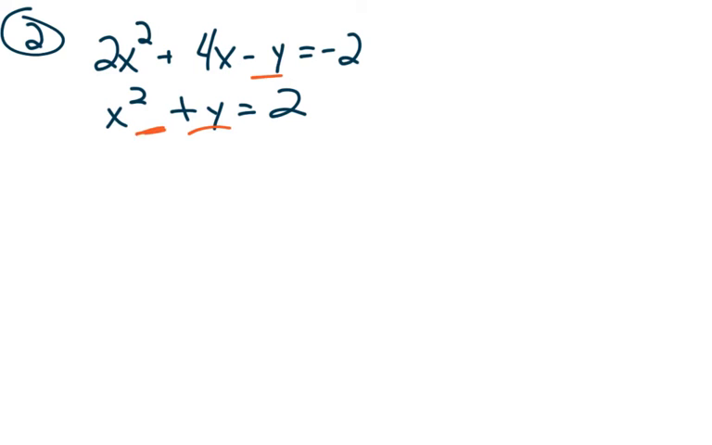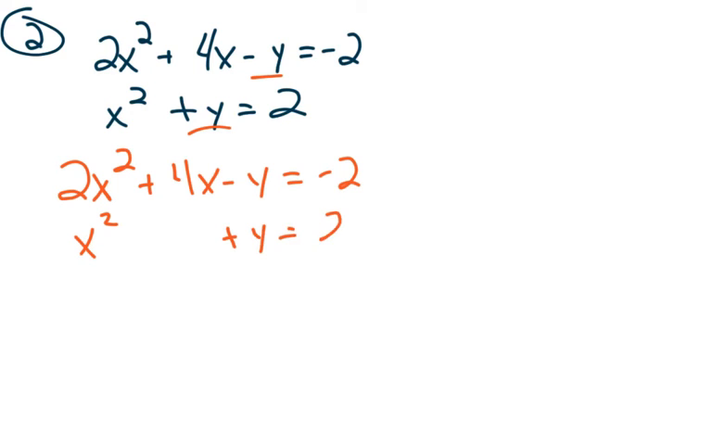Notice in the second equation there's no x value. There's just x squared and y. So what I'm going to do, I'm going to rewrite the two equations, 2x squared plus 4x minus y equals negative 2. And then I'm going to rewrite the second equation with a space in it. So plus y is equal to 2. That way we just understand that there's no x's here.